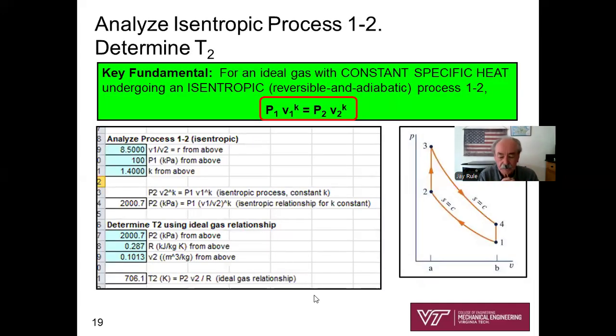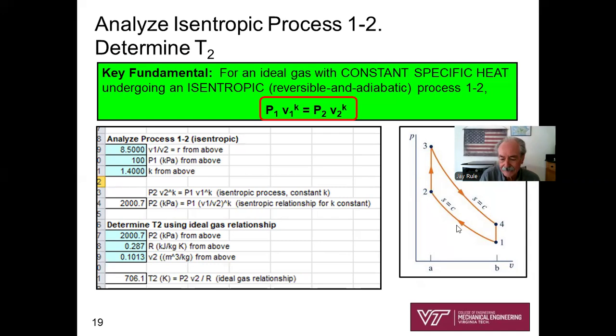We're headed towards, gosh, how do I get to T3? How am I going to get that? Well, one thing you could do that I don't recommend is fishing through some formula in your textbook, and, oh, here's a formula to work, I'll write it down. That's not going to help you get ready for a quiz or test. This approach will. We know that process 1 to 2 is reversible and adiabatic.